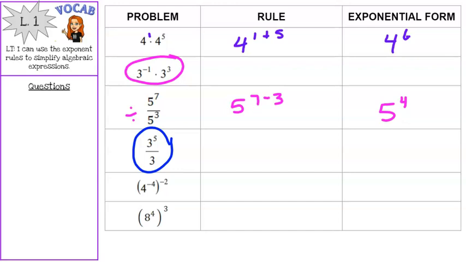Next, we have power raised to a power. We have 4 to the negative 4th power raised to the negative 2nd power, which means we can multiply our exponents, which gives us 4 to the 8th power. Negative 4 times negative 2 is positive 8. I would like you to try that last one and check your answer in Edpuzzle.